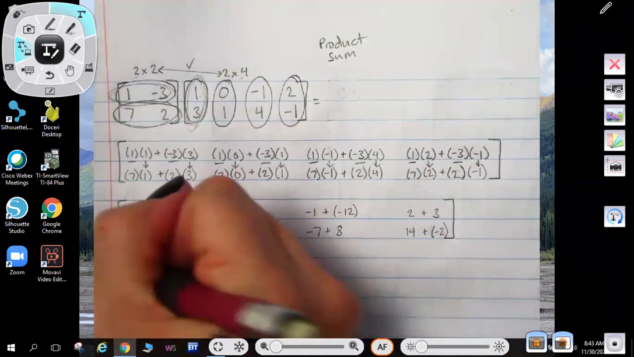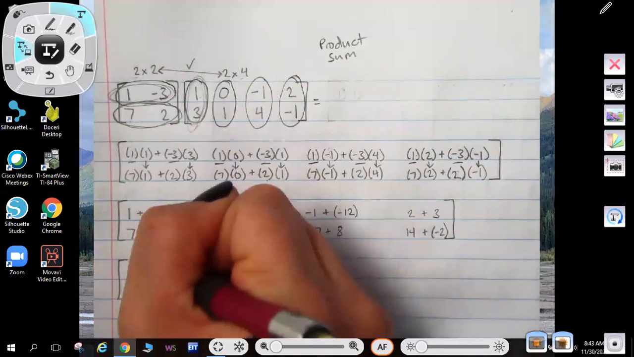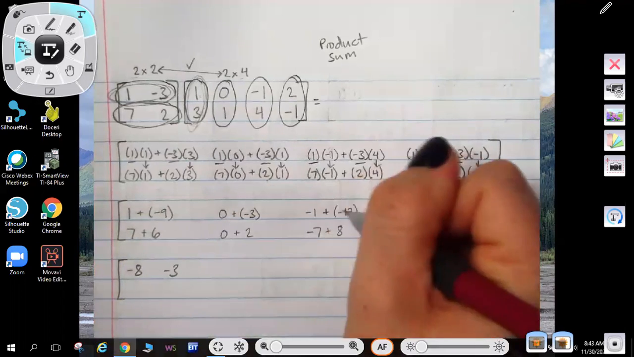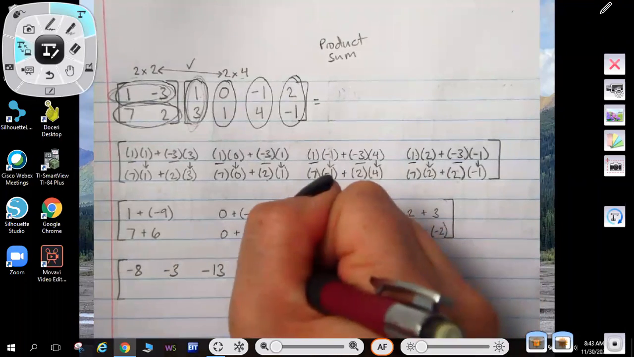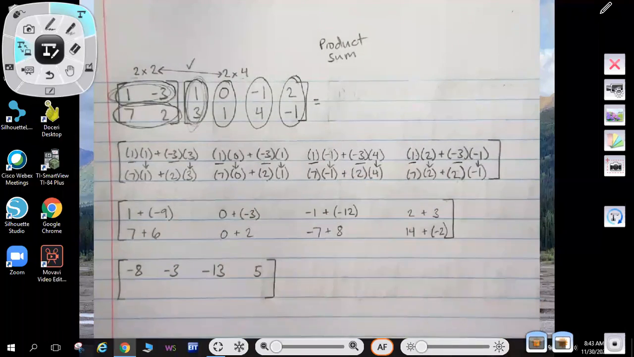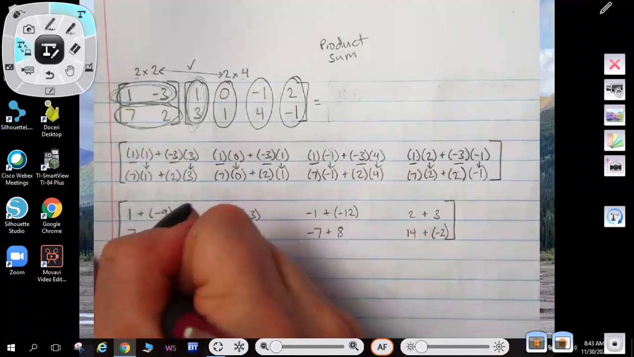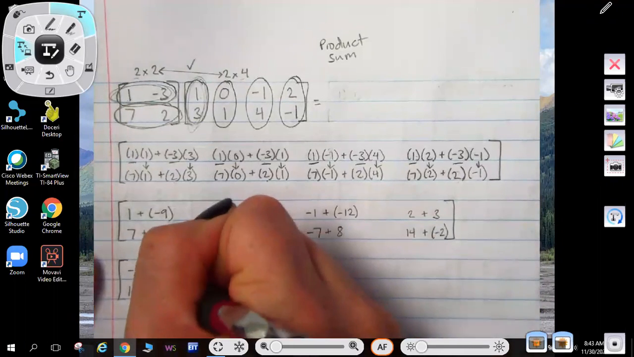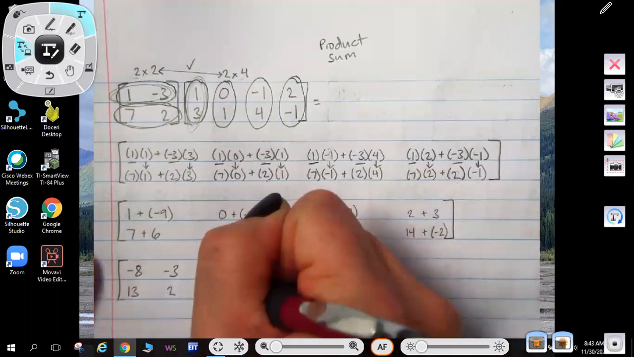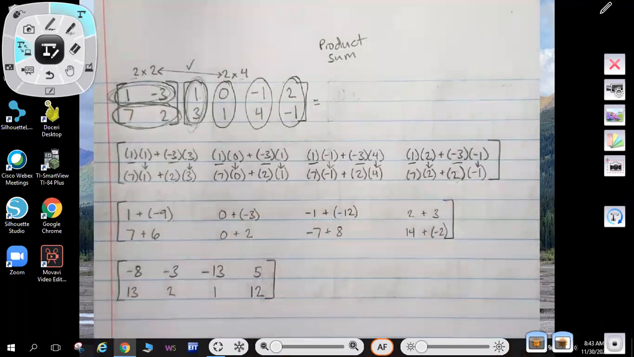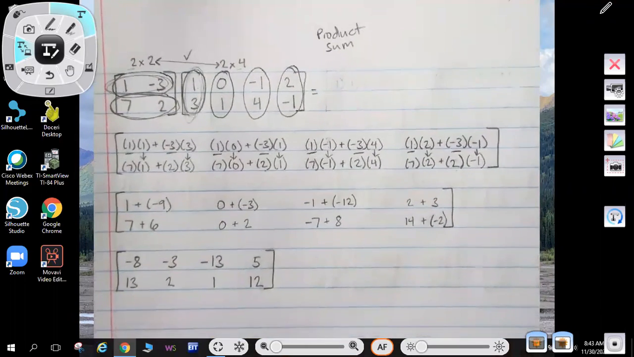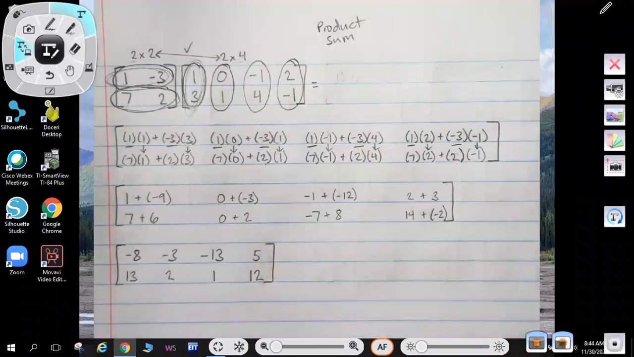Okay, 1 plus -9 is -8. 0 plus -3 is -3. -1 plus -12 is -13. 2 plus 3 is 5. The second row, 7 plus 6 is 13. 0 plus 2 is 2. -7 plus 8 is 1. And 14 plus -2 is 12. There's our answer.